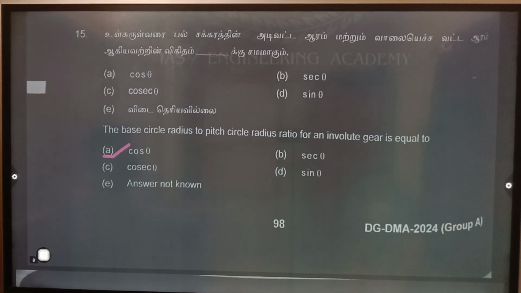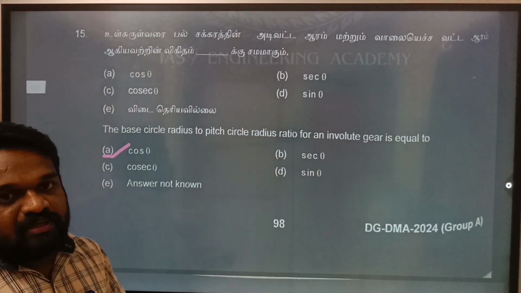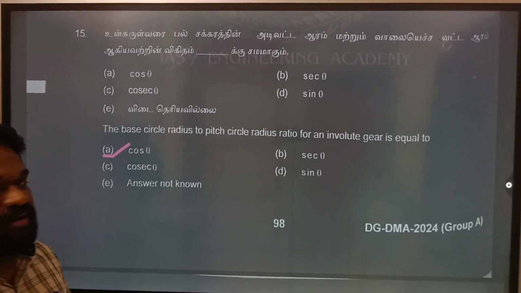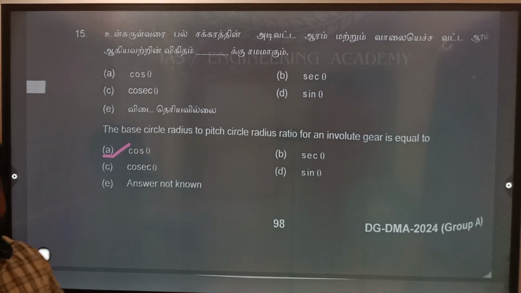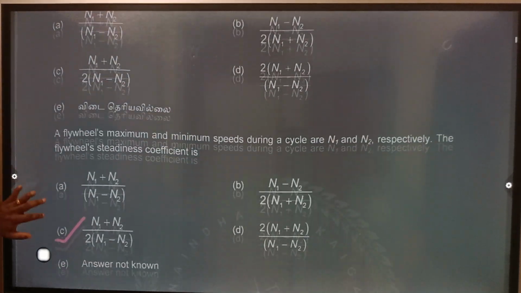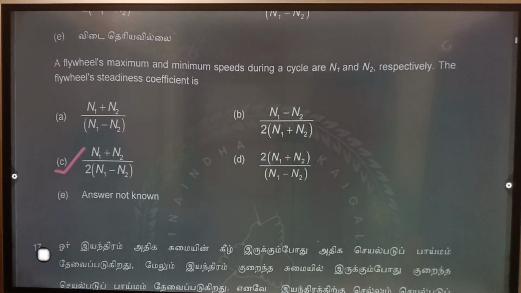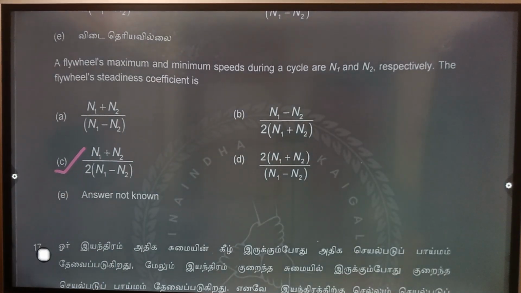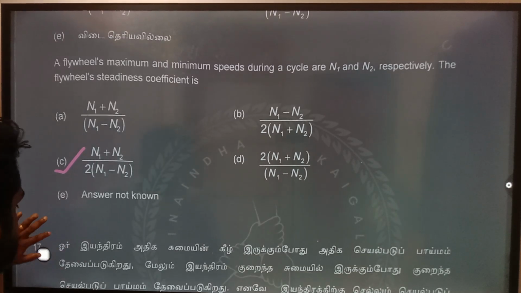Base circle radius, pitch circle radius ratio. Okay, base circle radius by pitch circle radius, cos theta. Okay, the answer is A, cos theta. Then 16. Flywheel steadiness coefficient தான் கேட்டிருக்காங்க. So that will be C, n1 plus n2 by 2 into n1 minus n2. Okay, coefficient of fluctuation பார்த்துட்டு அதுக்கப்புறம் reciprocal அதான்.